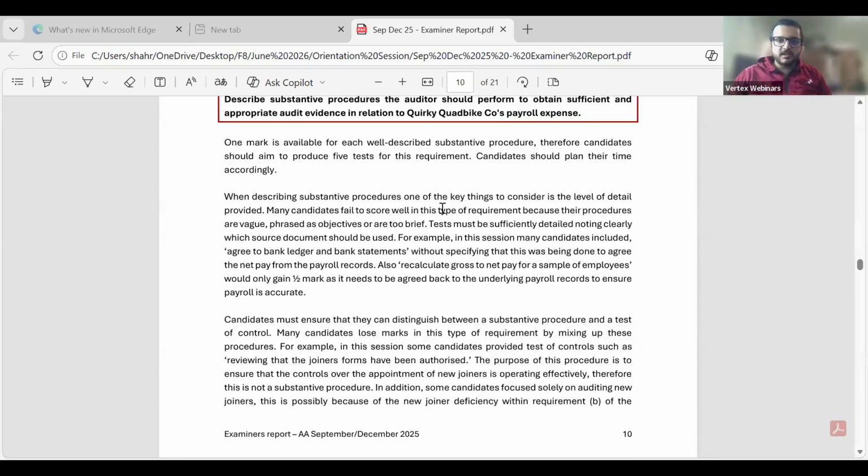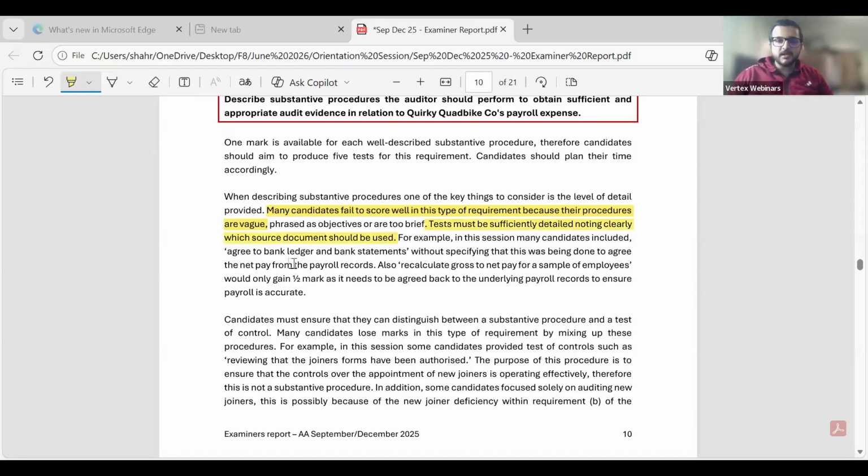Now, when describing substantive procedures, one of the key things to remember is the level of detail provided. Many candidates fail to provide this type of procedure requirement because their procedures are vague. One of the reasons why students fail is because they are drafting vague responses that are not tailored to the scenario, not relevant to the scenario, and they are expecting to be rewarded for this. That doesn't happen. You can't really succeed by writing vague answers. Tests must be sufficiently detailed, noting clearly which source should be used. That means your answer should be detailed and relevant enough.